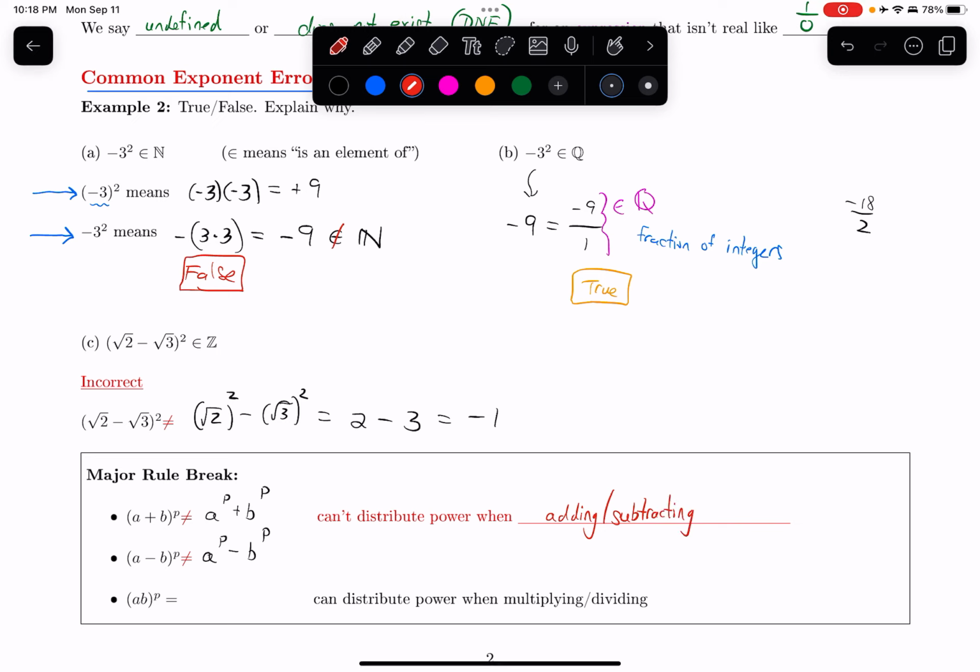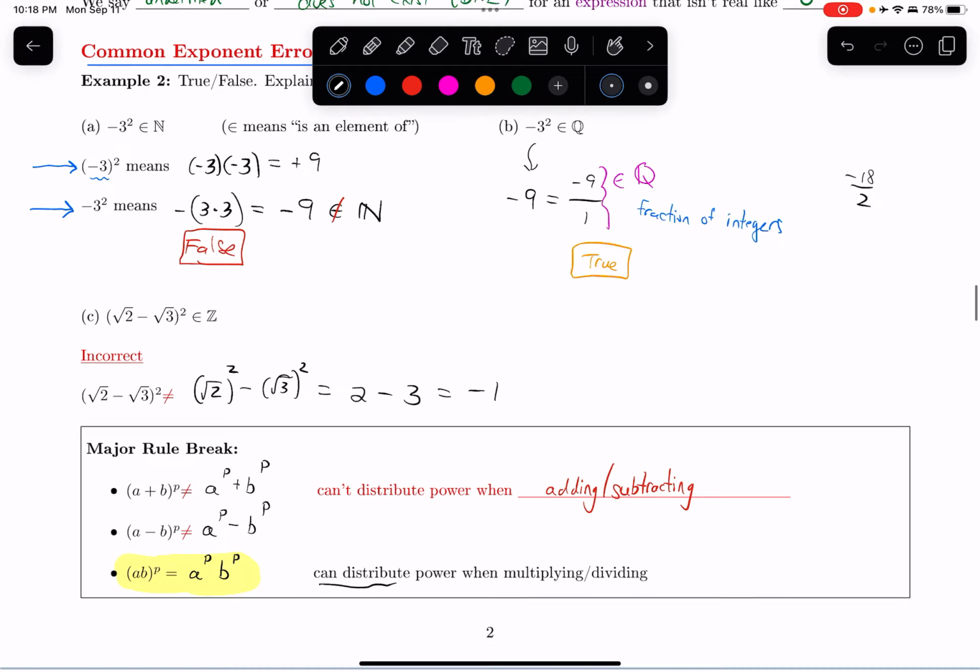However, I am allowed to distribute the power when I'm either multiplying or dividing the terms. So if I have a times b inside of the parentheses, the whole thing to the p power, well, that is a to the p times b to the p. That one works. So I'm actually going to highlight that one. That one is the one that works. The other two are rule breaks. They do not work.